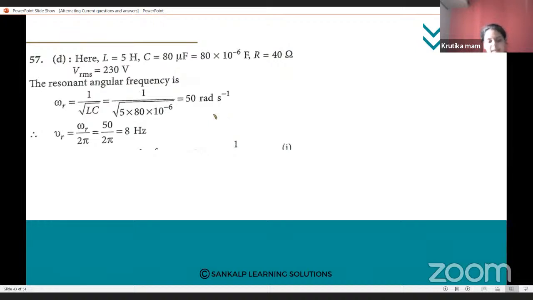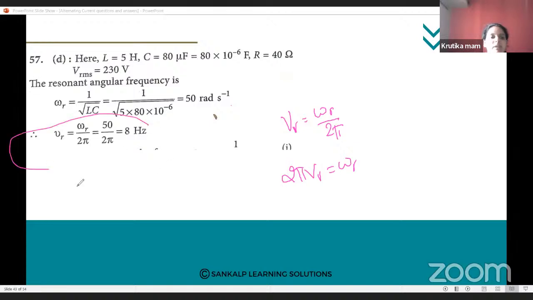And when the linear frequency is needed, what do you have to do? You learned this in first year. The relation between the angular frequency and the linear frequency is given by omega is equal to 2 pi Vr. So using that, we are calculating the value of Vr. That is nothing but 50 divided by 2 pi, which comes to 8 hertz.